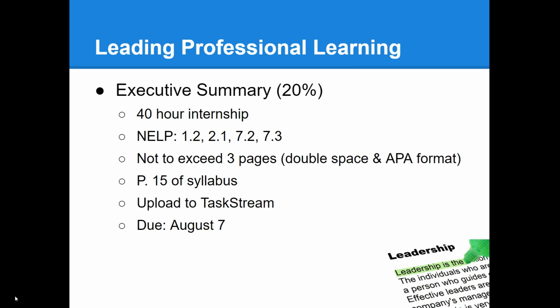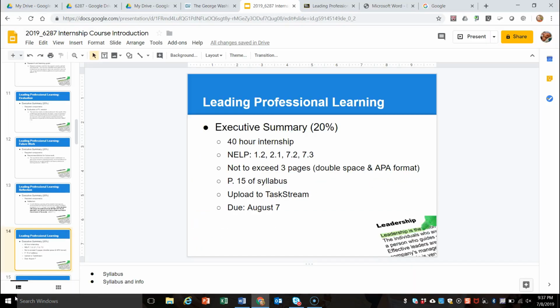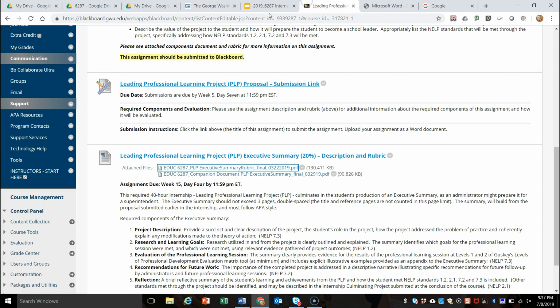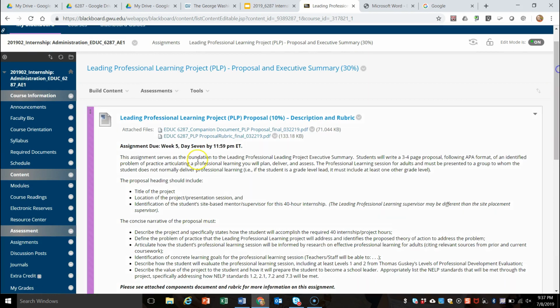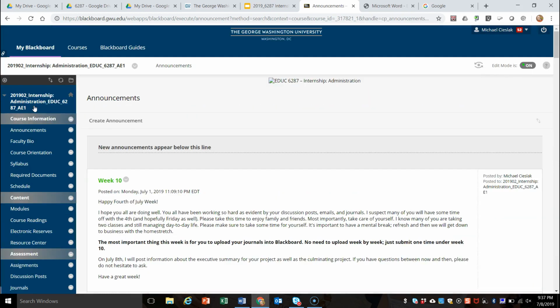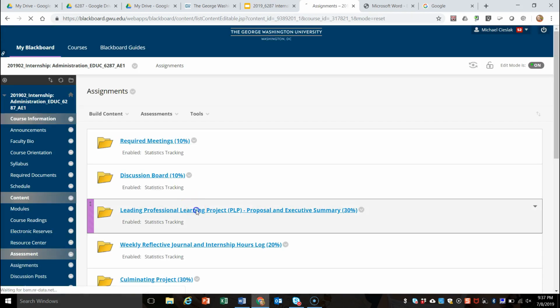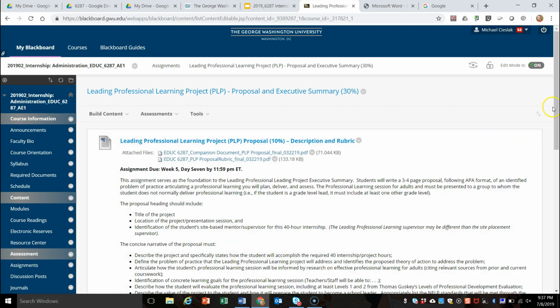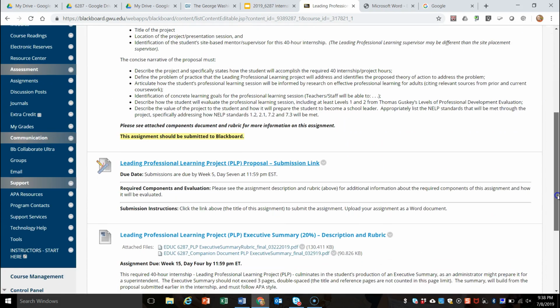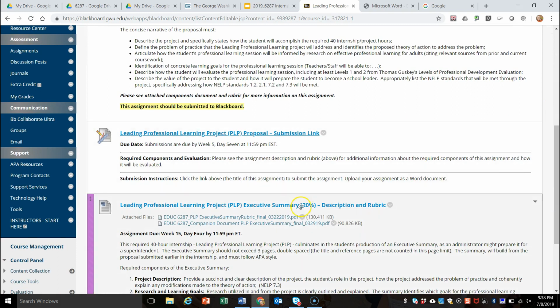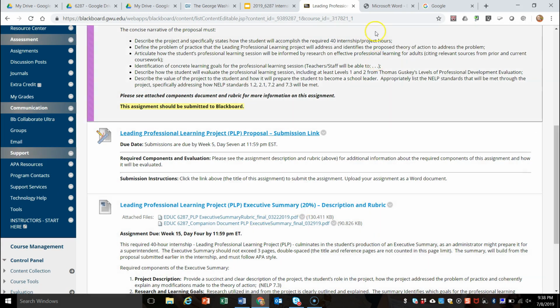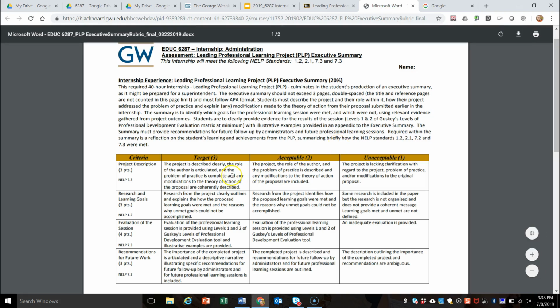If email doesn't suffice. So let me go ahead and show you where you can find the professional learning materials. I'm on the announcements page, you just go to assignments, and it's going to be right here in this folder. Scroll down a little bit, and you can find the description and the rubric. I've already opened up the rubric here, and this gives you some clear goals in terms of what your summary should look like.